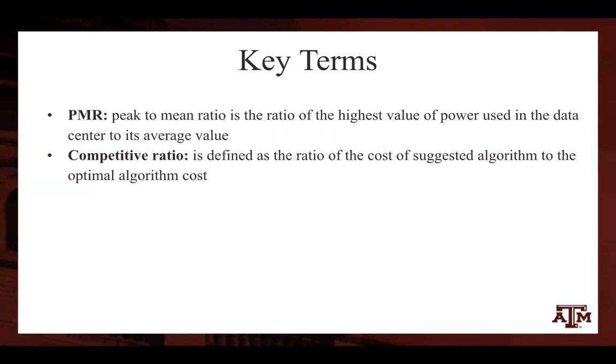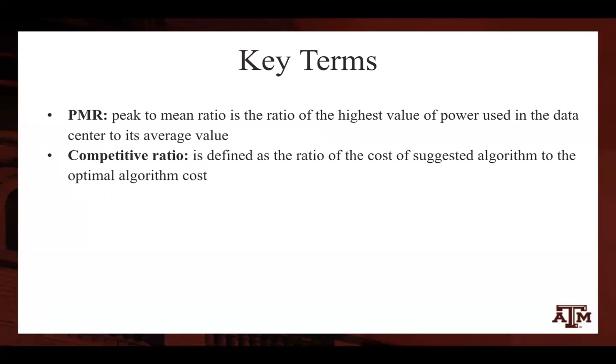Before moving ahead, let's discuss some more terms that will be used in this talk. The first one is PMR, which means peak to mean ratio. As mentioned, this is the ratio of the highest value of power used in the data center to its average value. It is an important metric in the current context because higher PMR means potentially higher savings by turning off the servers during periods of low load.